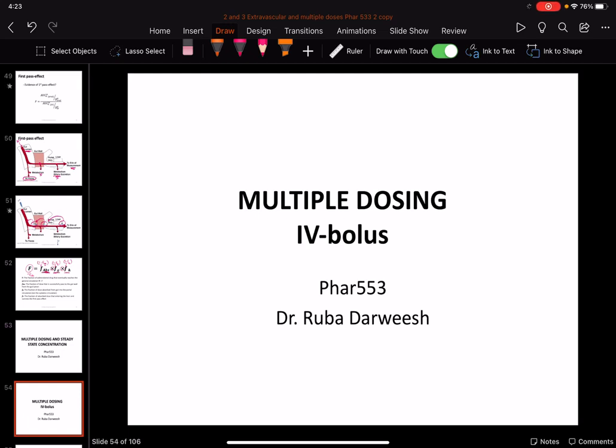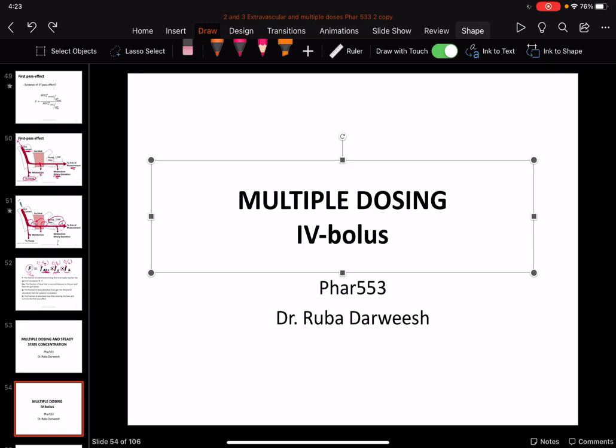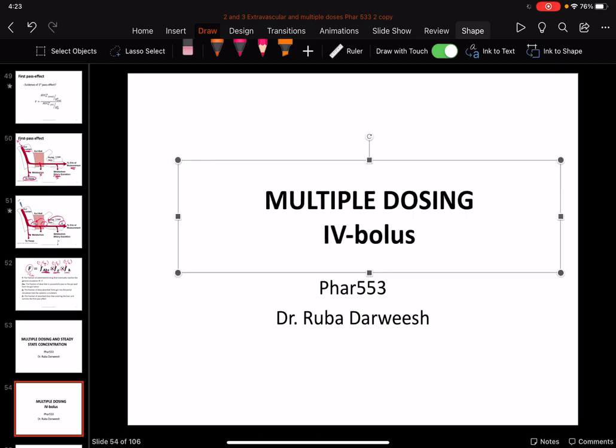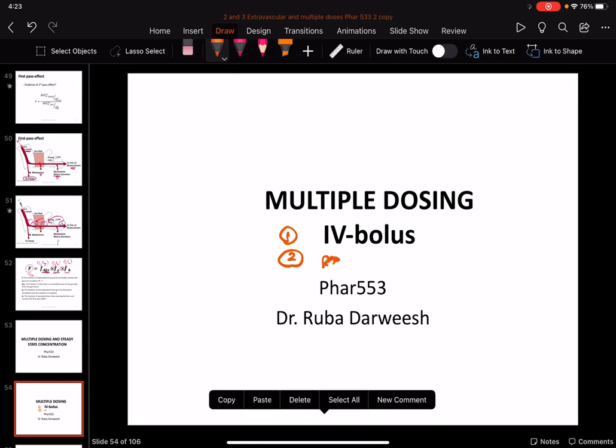Okay, continuing whatever that we already know about the multiple dosing. First, we will talk about IV bolus. Then, second, we will talk about extravascular.